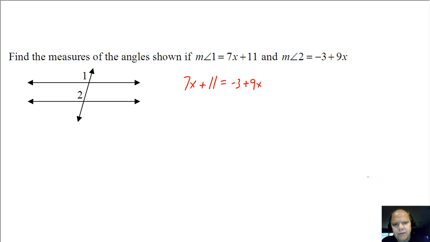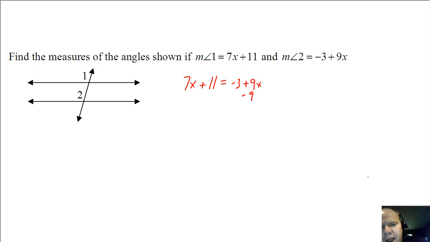Alright, here's the equation that I have, and I hope you have the same thing. We know these lines are parallel to each other, therefore 1 and 2 are corresponding, and we know corresponding angles are equal if the lines are parallel. So we're going to go ahead and solve for x and then plug it back in to find angles 1 and 2. Shouldn't be too hard. Let's go ahead and do that.